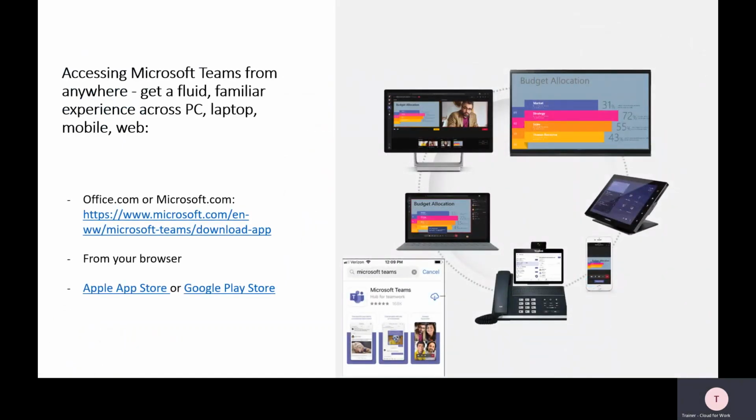Okay, so let's begin. In this slide, I will be talking about how to access Microsoft Teams from anywhere, and this includes any kind of device that you have, a mobile phone, a tablet, a laptop, any kind of device, and also using different ways so that you can enter Microsoft Teams from office.com or even microsoft.com from any browser that you have, or you can even download the application from Apple App Store or even Google Play Store.